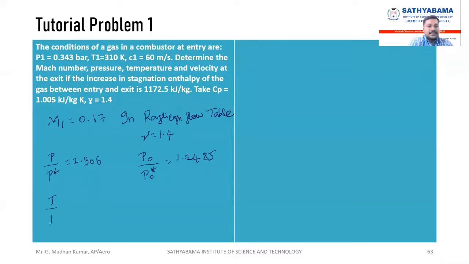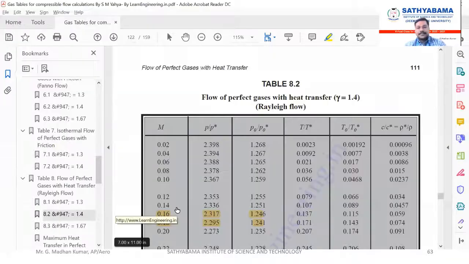T by T star is 0.152, and then P naught by P star is 1.243, right? So 1.24. Okay. And similarly, T naught by T naught star. So what is your T naught by T naught star? Yes, T naught by T naught star is 0.115 plus 0.143 divided by 2.